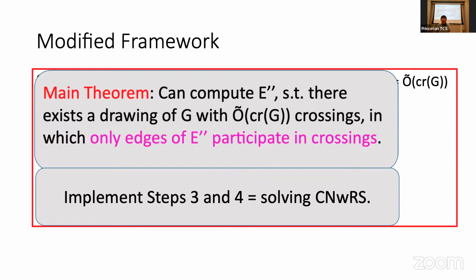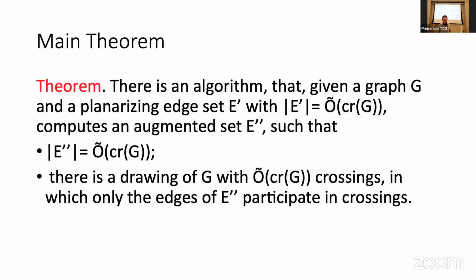So let's look at how this main theorem is proved in the first part. Let's look at the main theorem again. There is an algorithm that, given a graph and an edge planarizing set of size approximately CRG, computes a bigger one, an augmented planarizing edge set also of size approximately CRG, such that there exists a drawing with approximately CRG crossings in which only edges of E double prime participate in crossings. This is the theorem we want to show.